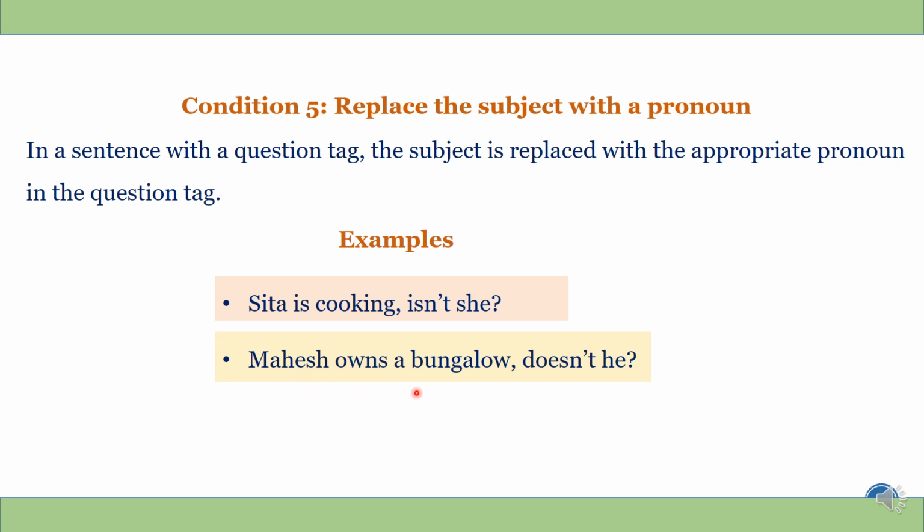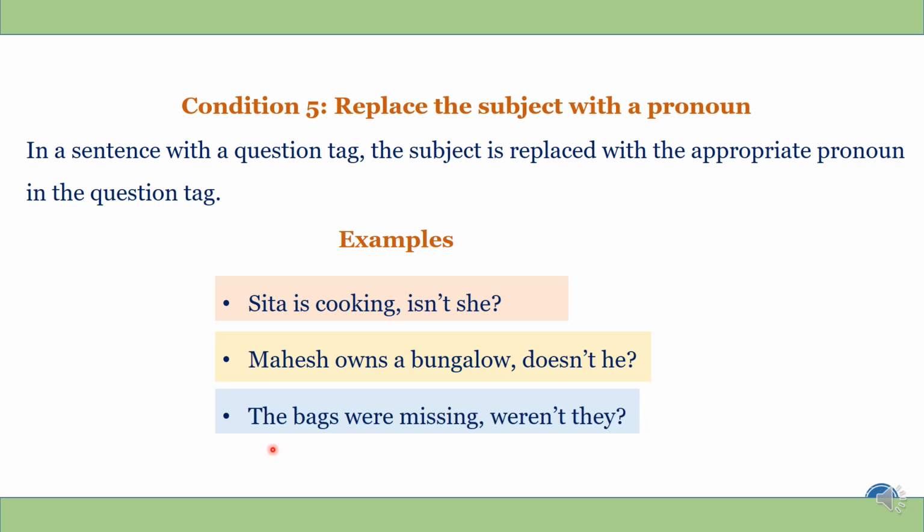Next example: Mahesh owns a bungalow, doesn't he? Again, Mahesh, which is a subject, is being replaced by a pronoun he. Mahesh owns a bungalow, doesn't he? The bags were missing, weren't they? The bags is being replaced with they. The bags were missing, weren't they?